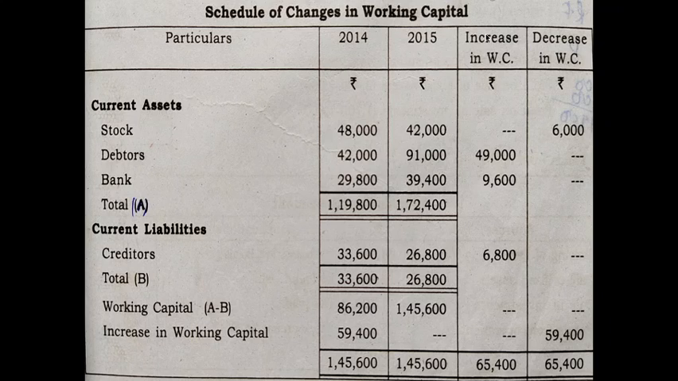You can see that here the increase in working capital column has the biggest value, 65,400. So whatever difference you are getting on the basis of the next column, that amount is considered as the increase in working capital column. Here the name is given on the basis of which column has the highest value. It is just a trick for computation. So he has got 59,400 as the increase in working capital during the year.